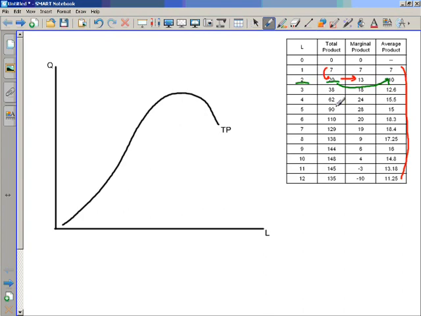First, we'll draw the marginal product curve as we've done before. So marginal product is rising for a while, falling, and then becoming negative. It should become negative exactly where the production function starts to decline. So that's our marginal product.